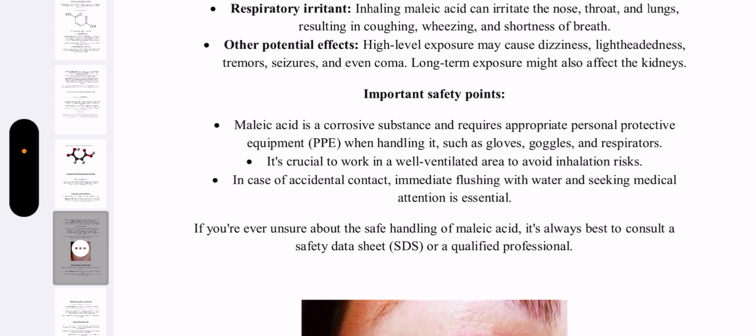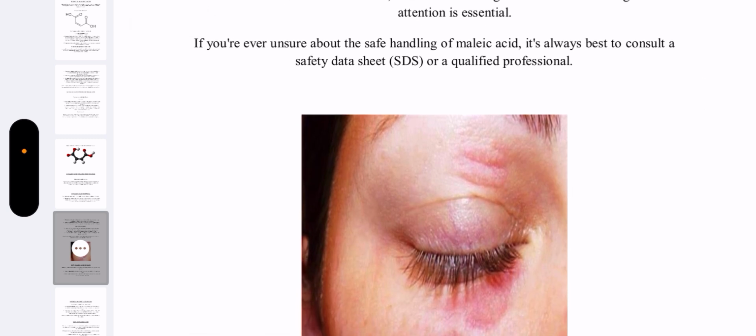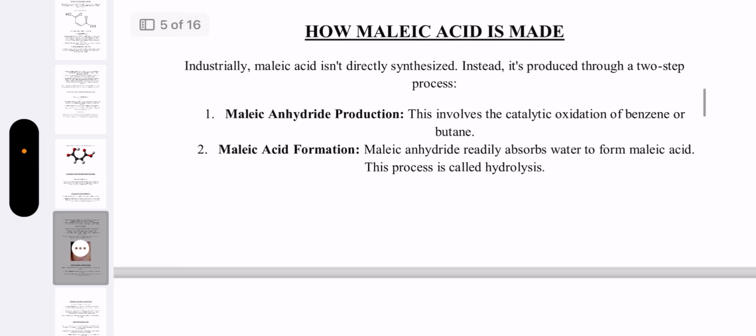In case of accidental contact, immediate flushing with water and seeking medical attention is essential. If you are unsure about the safe handling of malic acid, it is best to consult a safety data sheet or a qualified professional. How is malic acid made?